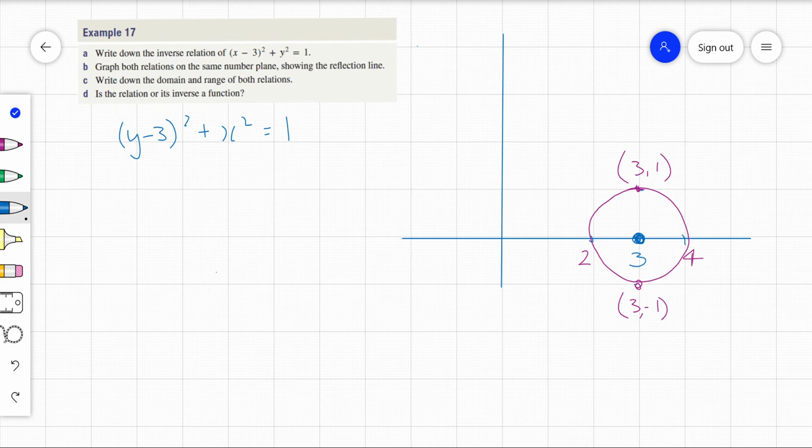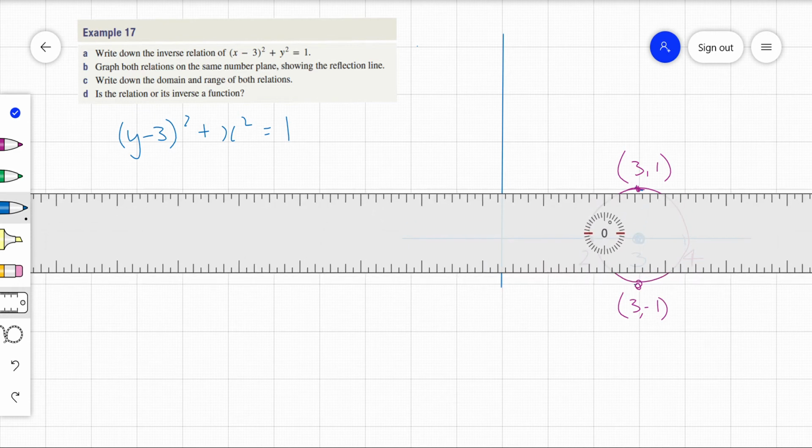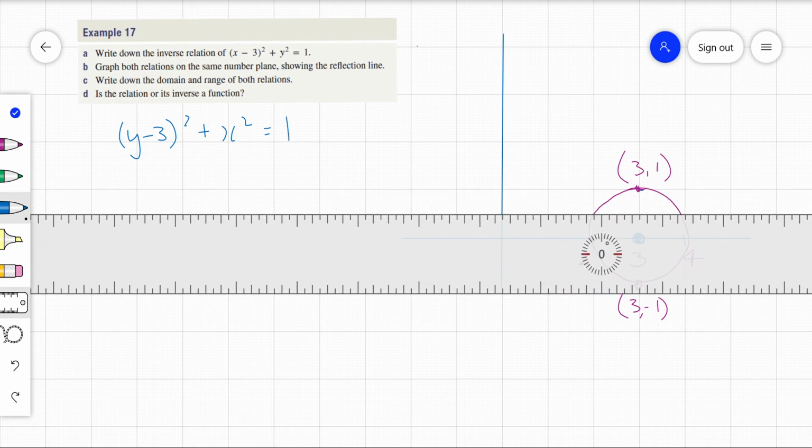Now, we know the original is a relation, and also we can do a vertical line test, so it's a vertical line test to test if it's a function. If the original one, we're looking to see if it has an inverse function, we can do a horizontal line test. So we've inversed the vertical line to a horizontal line.